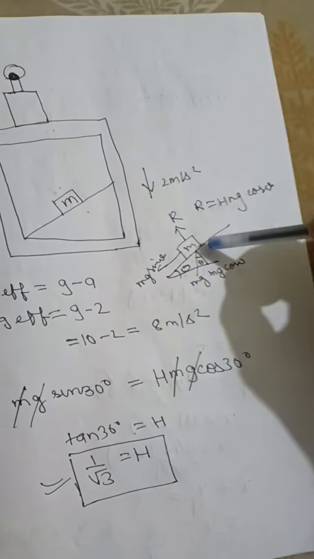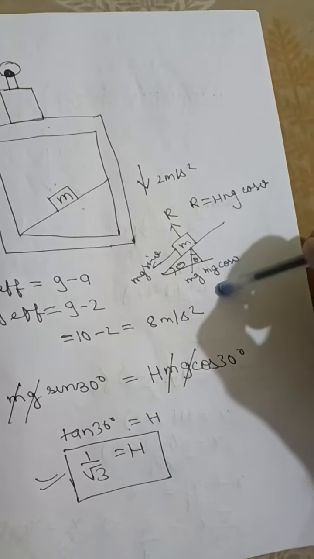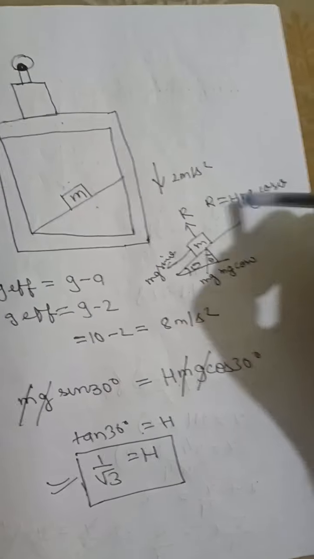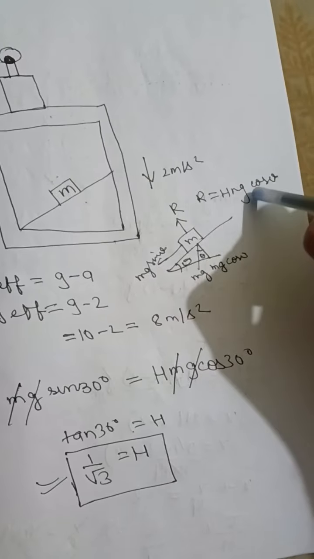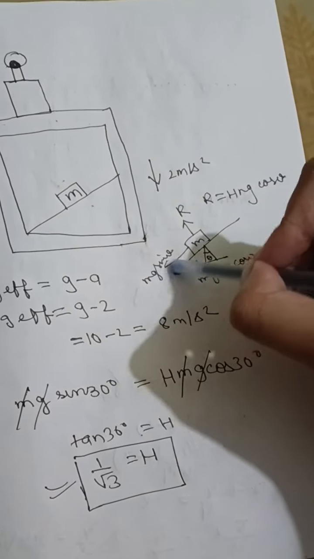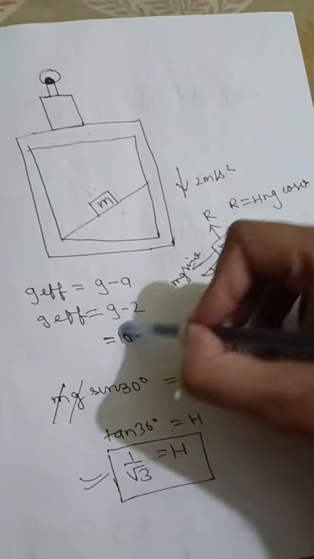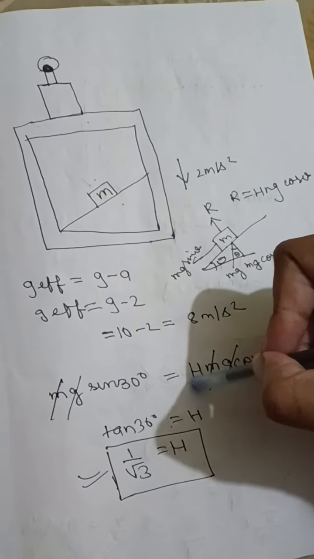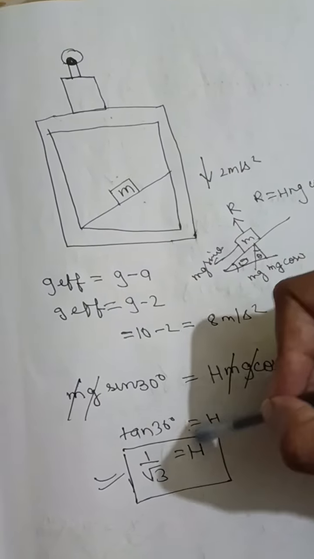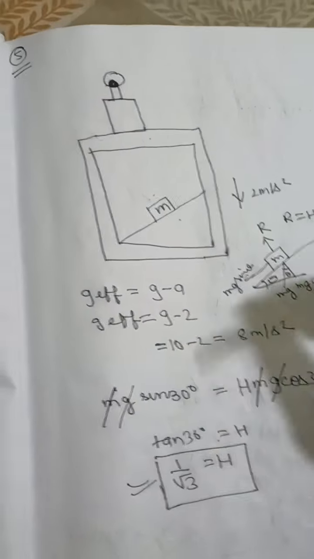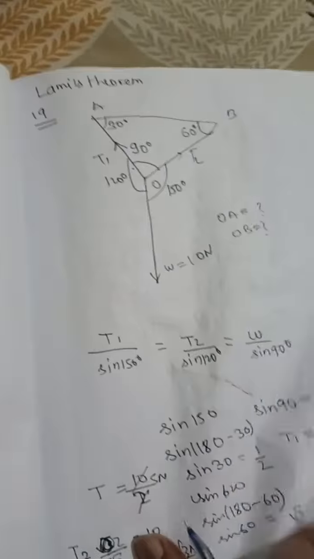So we have to directly deal with this. We'll take R equal to mg cos theta, and here R is equal to nu mg cos theta, which is equal to mg sin theta. We will equate these to cancel the m and the g, and we are left with nu, the coefficient of friction. The coefficient of friction will be tan theta, and we have 1 by root 3. So this is our answer.